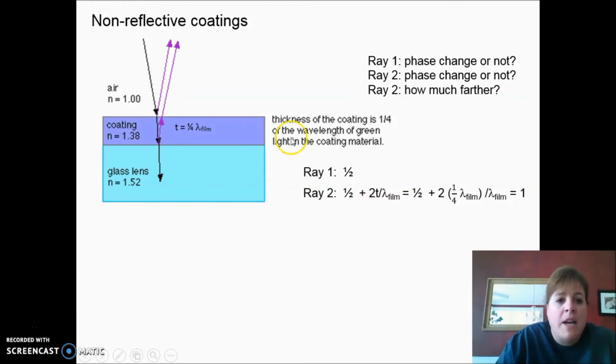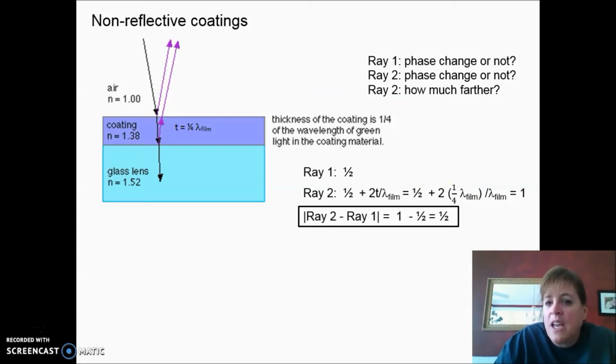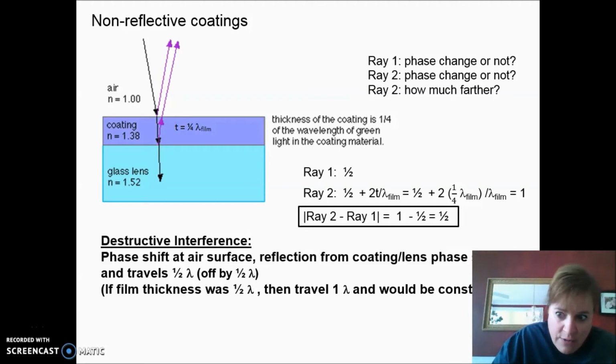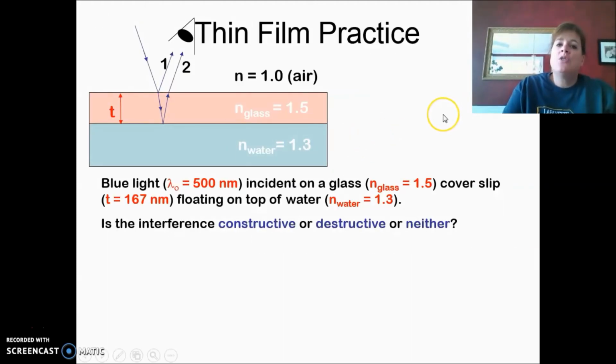All right, so my t value is 1/4 of the wavelength in film, so I'm going to plug that in here. And now I'm going to take a half, and I'm going to add it to 2 times 1/4, which would be a half. So a half plus a half is 1. So now when I subtract them, I get 1 for ray 2 minus a half from ray 1, and I get a half. Whew, that's good. It's anti-reflective. All right, you try this one.